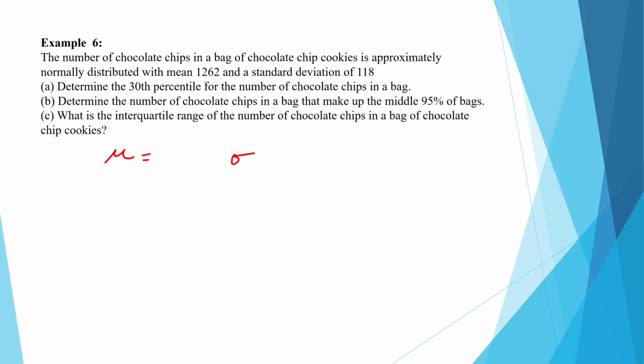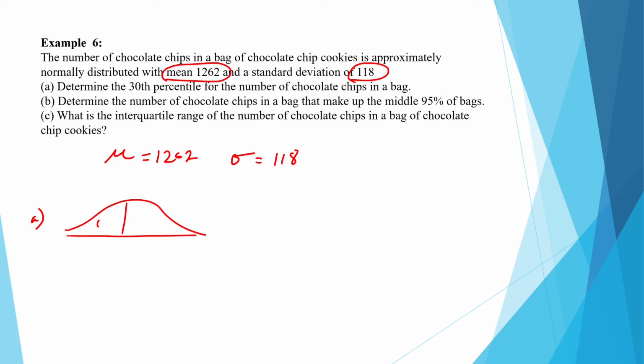So let's find the mean. The mean is 1,262. The standard deviation is 118. So write down the mean and the standard deviation before you begin. And then in part A, let's visualize what's going on. I want to look for the 30th percentile. I want to find the x value that will beat 30% of the data. We will go to our link and try it on a computer.